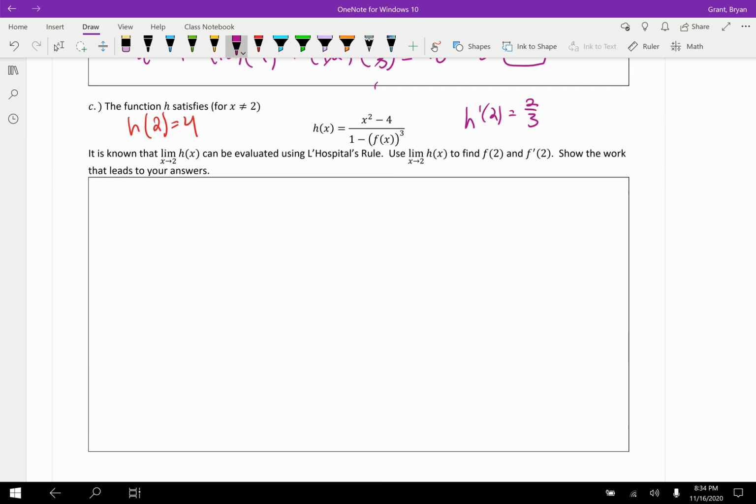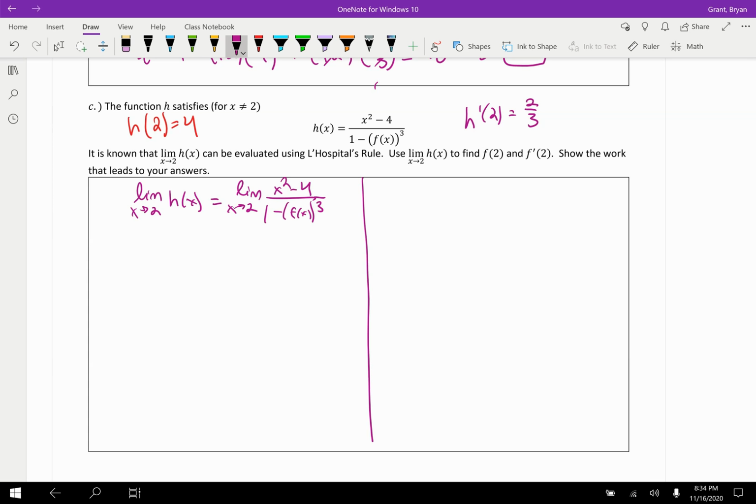It's known that the limit as x approaches 2 of h of x can be evaluated using L'Hopital's rule. So let's try that first. Let's just try taking the limit as x approaches 2 of each side of this equation. We're going to need two columns here, if I remember correctly. So the limit as x approaches 2 of h of x has to be equal to the limit as x approaches 2 of (x squared minus 4) over (1 minus f of x cubed).